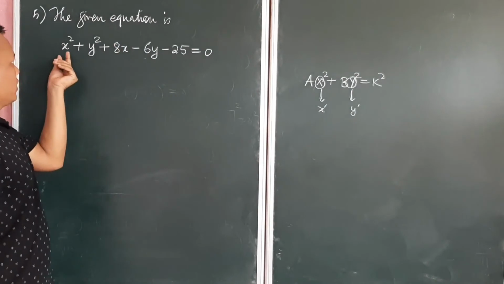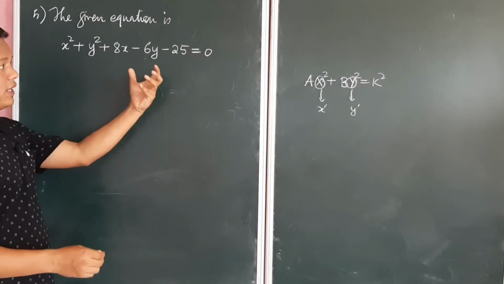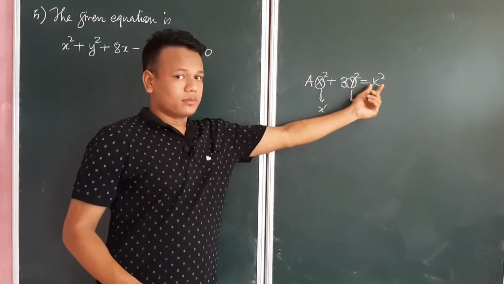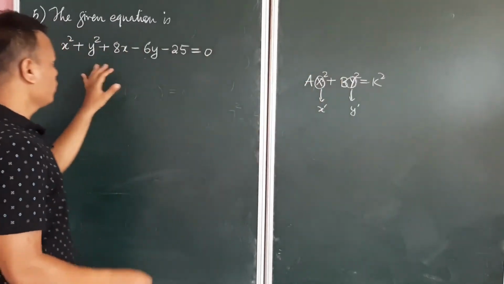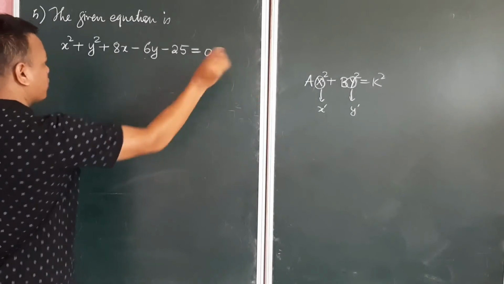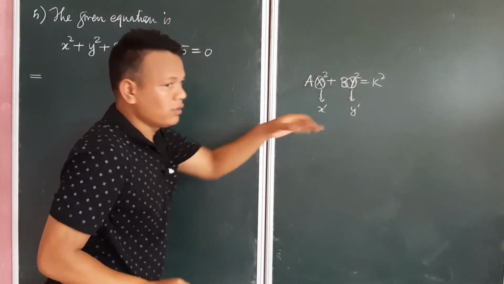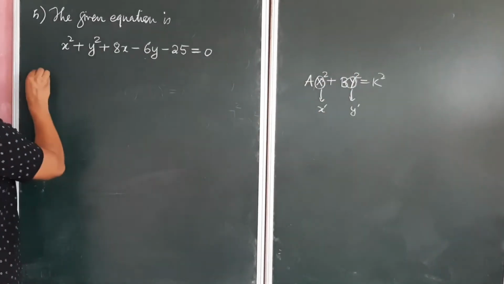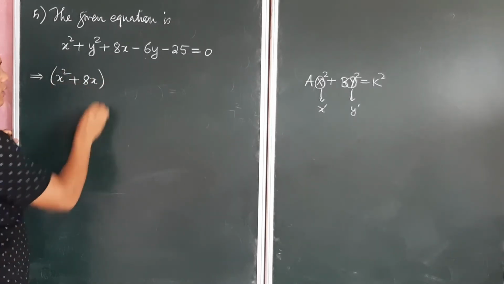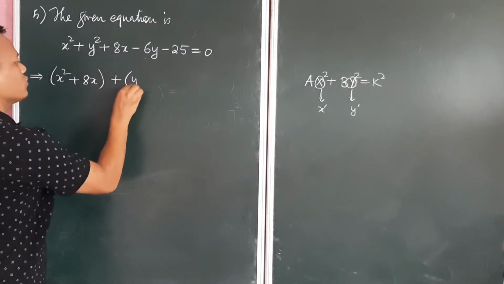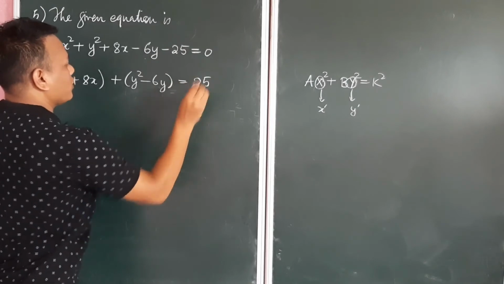Basically what I am going to do here is take x separately and y separately, and whatever constant terms, whatever numbers are left, I'll send them to the right hand side. So we have a number out here, we'll send it to the right hand side, and since we have x on one side and y on one side, we'll keep x and y separately. So we have x square plus 8x, and similarly plus y square minus 6y equals, this goes over there, becomes 25.